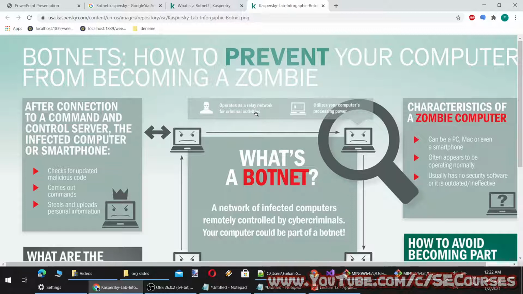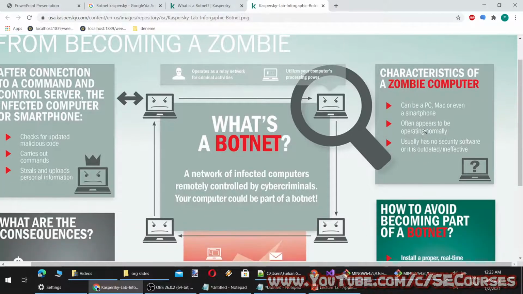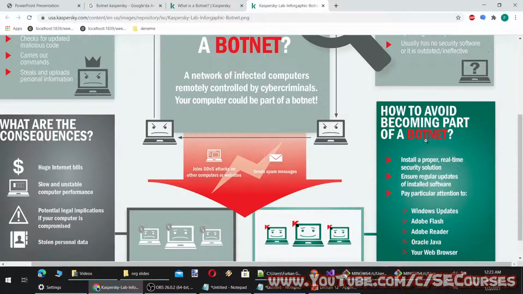Let's say someone did some illegal activity by using your computer, then the officials would get to your home, because when they track back the cyber crime, that would lead to your computer because your internet is being used. So it is also extremely dangerous from a legal point as well. Utilizes your computer's processing power and your network. Characteristic of a zombie computer: it can be a PC, Mac, or even a smartphone. Even a smartphone often appears to be operating normally. Often you are not aware of it. Usually has no security software or it is outdated, ineffective.